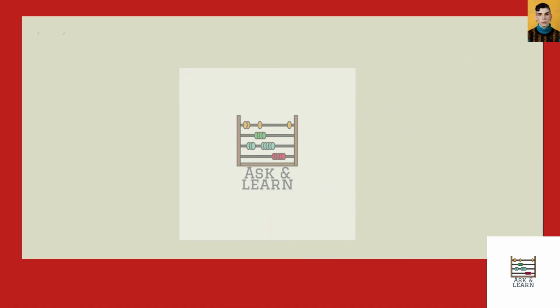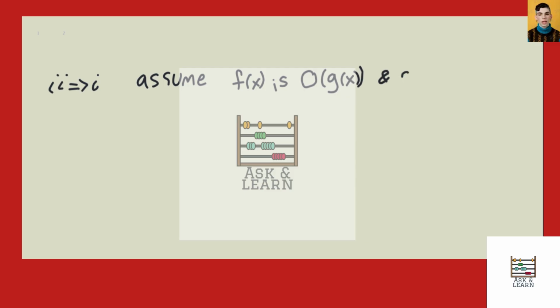So now we want to move in the other direction, right? So we're sort of going from the second statement to the first. So in this instance, then we assume that f of x is big O g of x, and also that g of x is big O of f of x.